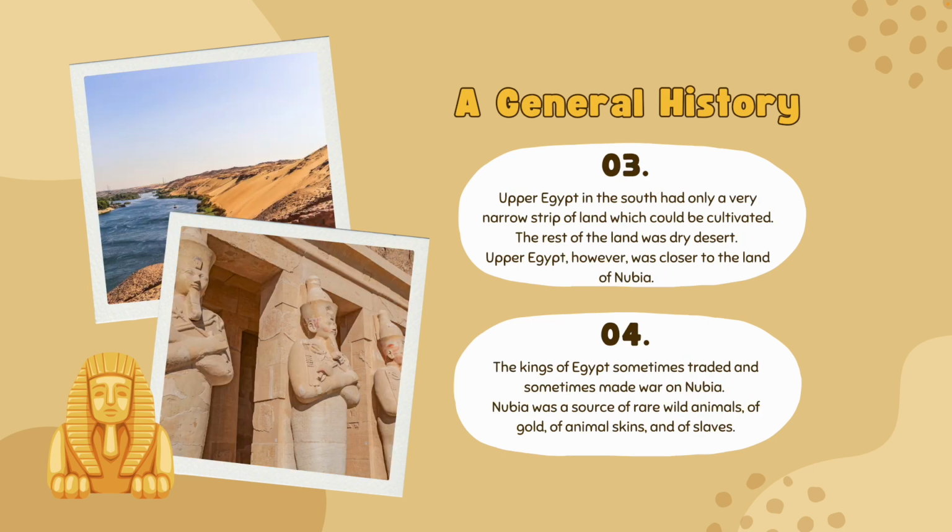Next, we see that Upper Egypt in the south had a smaller strip of land, and the rest of it was dry desert. Oftentimes Upper Egypt would get into battles with its neighbours, known as the Nubians. Sometimes they would have peace, be friendly, and trade with each other, and other times there would be war. And the kings of Egypt sometimes traded with the Nubians.